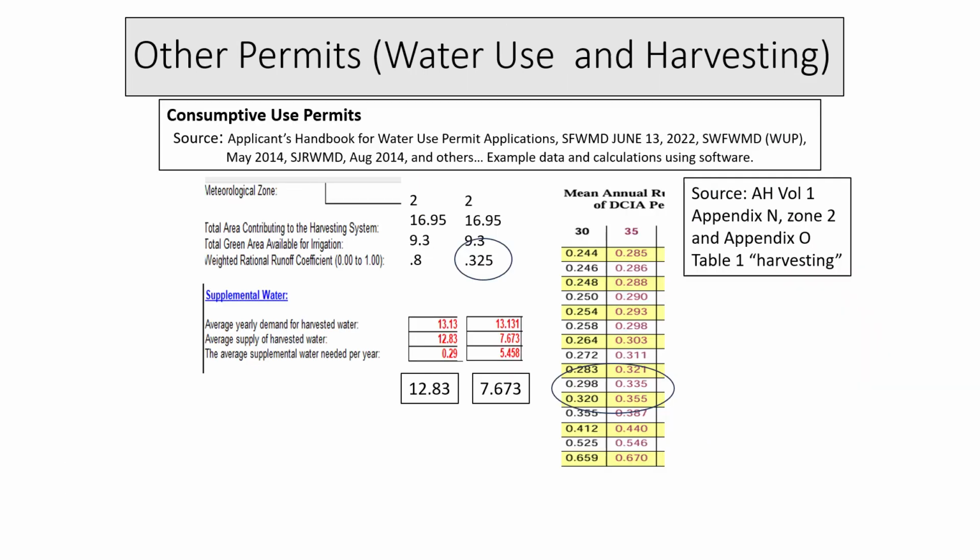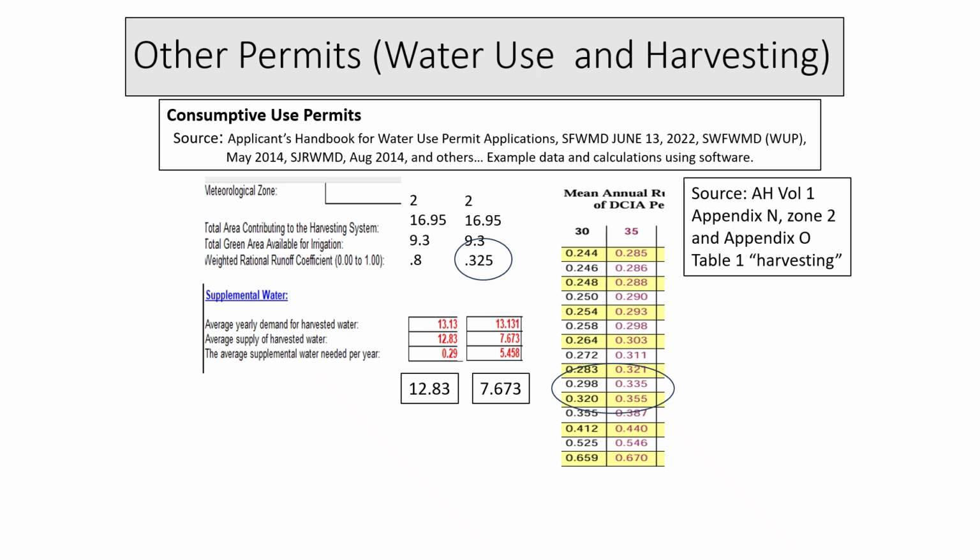Beyond the direct scope of environmental resource permits, it's important to understand how activities within an ERP can influence other regulated programs, particularly those related to water use. A prime example of this is the harvesting of stormwater, which directly impacts water use permits. The data presented here illustrates this point by using Rain Region 2 and two different runoff coefficient, or ROC, values.